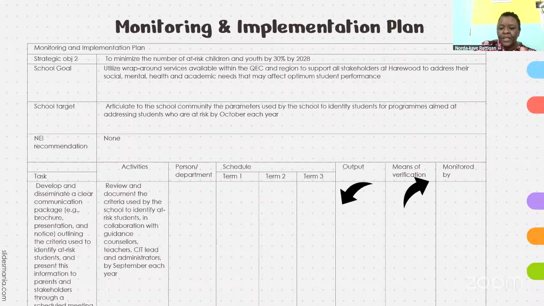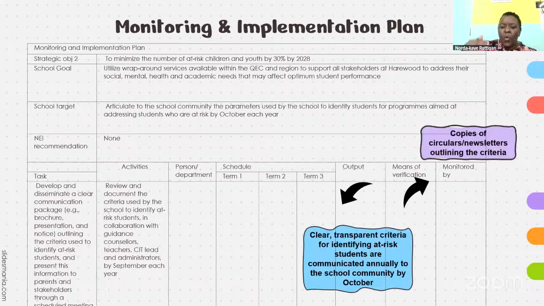The output is what you want it to look like at the end. So at the end of implementing this task and this target, I must be able to see in this school a clear, transparent criteria for identifying at-risk students communicated annually to the school community by October. That's my output. And my means of verification is how will I verify that this is done?